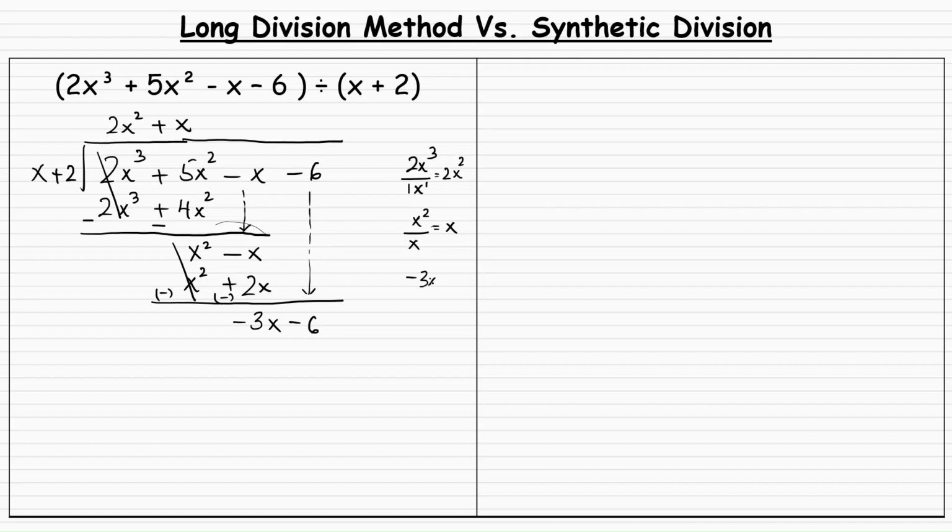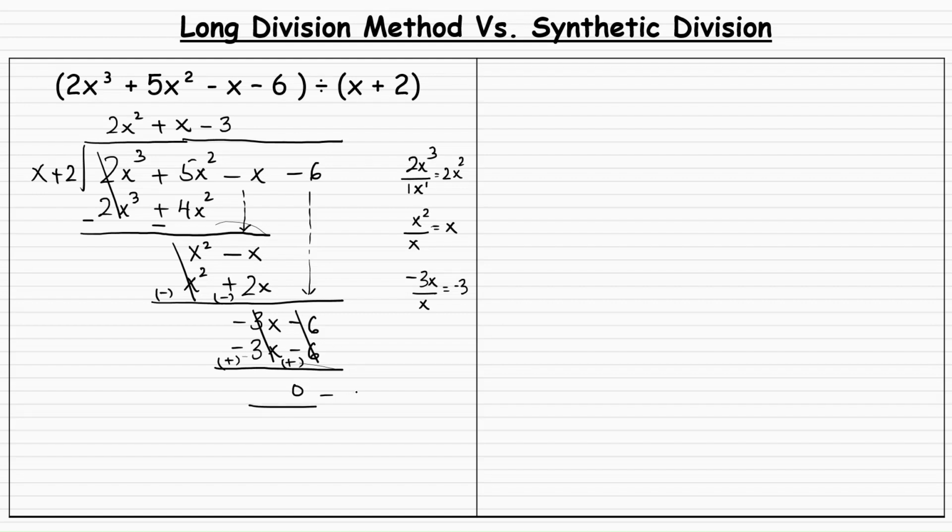Again, minus 3x, this term divided by the first term of divisor x. Answer is negative 3. This is my next term in the quotient, negative 3. Now, negative 3 multiplied by x is negative 3x. Negative 3 multiplied by plus 2 is negative 6. Subtract them, change the signs. Minus 3x plus 3x, 0. Minus 6 plus 6, 0.